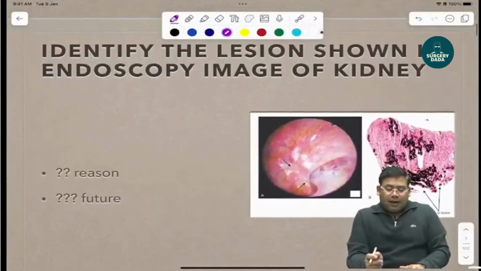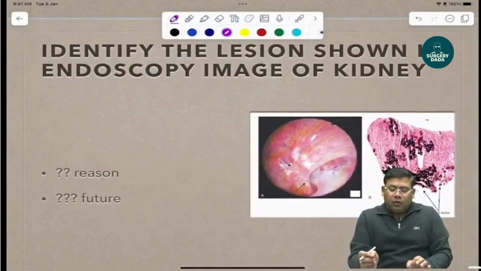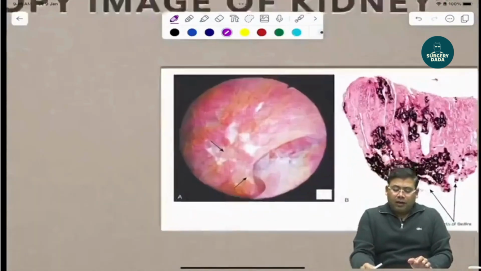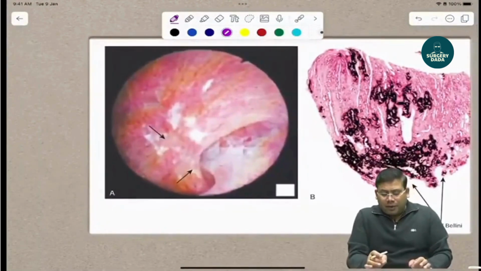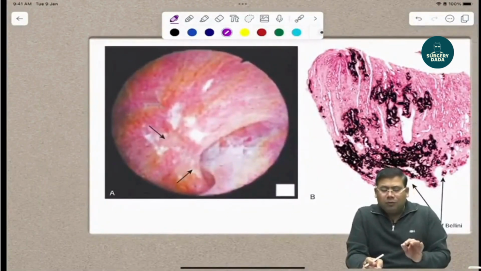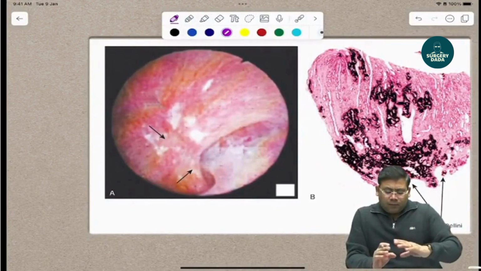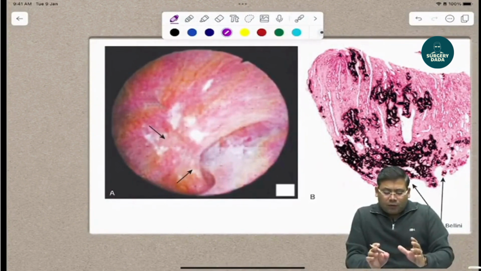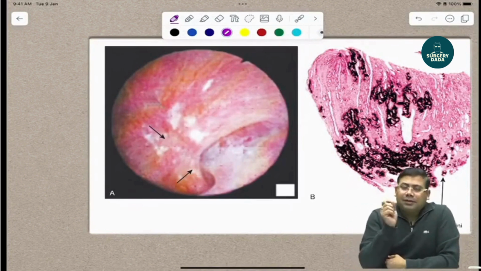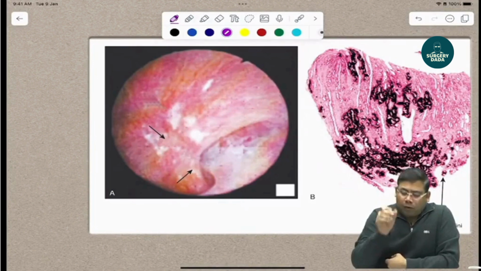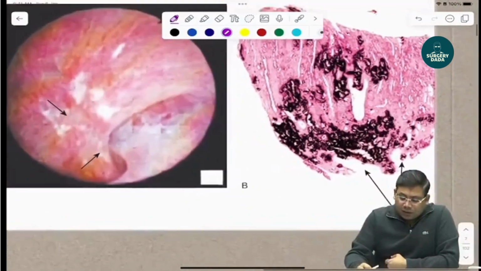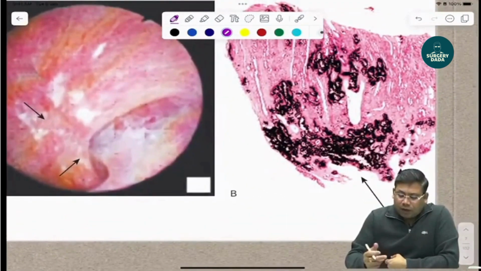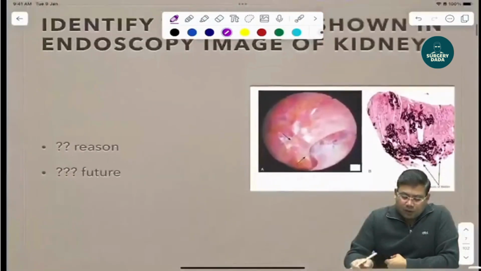Next is: identify the lesion shown in the endoscopy image of the kidney. So if you see this image, what are you able to see here? We are looking at the endoscopic view of a kidney, where we get to see discrete white patches. They are not something like concrete bodies, but white patches. And can you see, this is where they have deposited brown stains. They have taken a special brown stain.